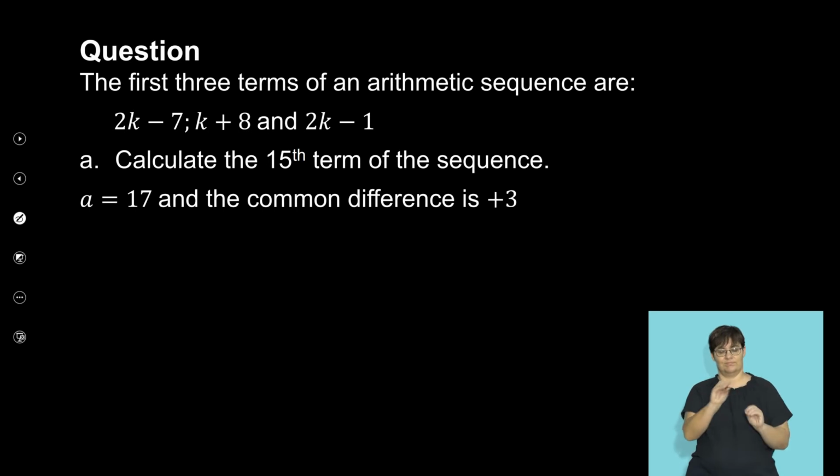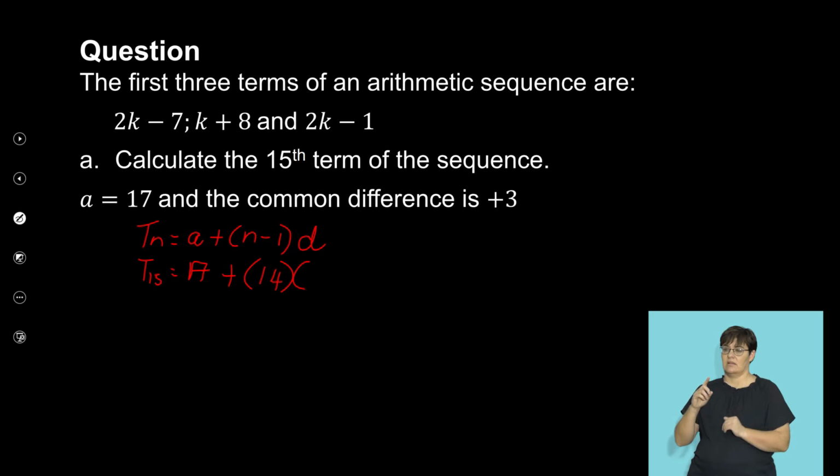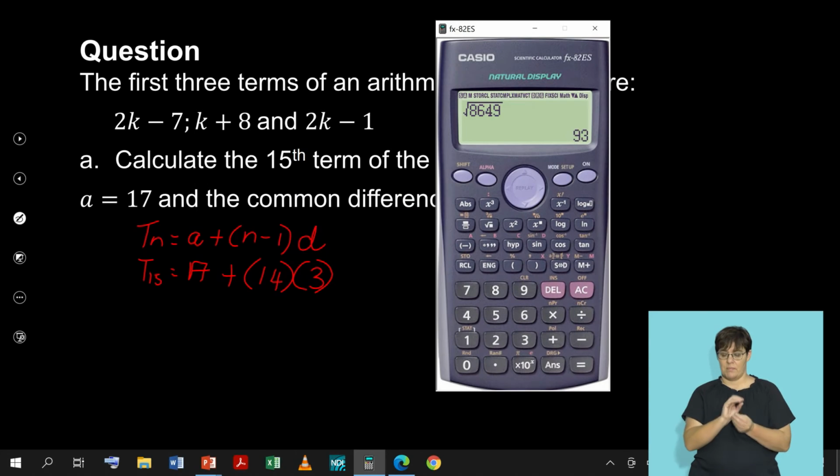Now I can substitute into my actual formula to determine the value of the 15th term. So Tn is equal to A plus (n minus 1)d. So term 15 will be equal to 17 plus (n minus 1), so it's going to be 14 times my common difference, which is 3. I'm going to plug this all into my calculator. So it's going to be 17 plus 14 times 3 is equal to 59.